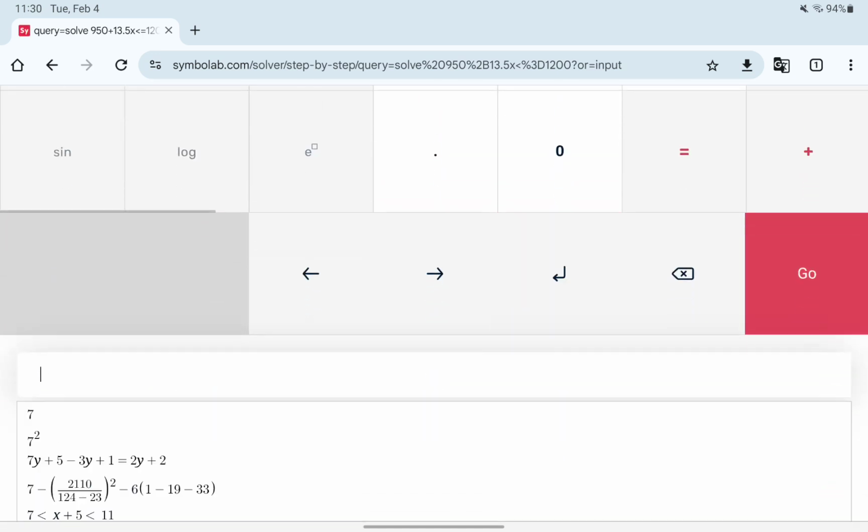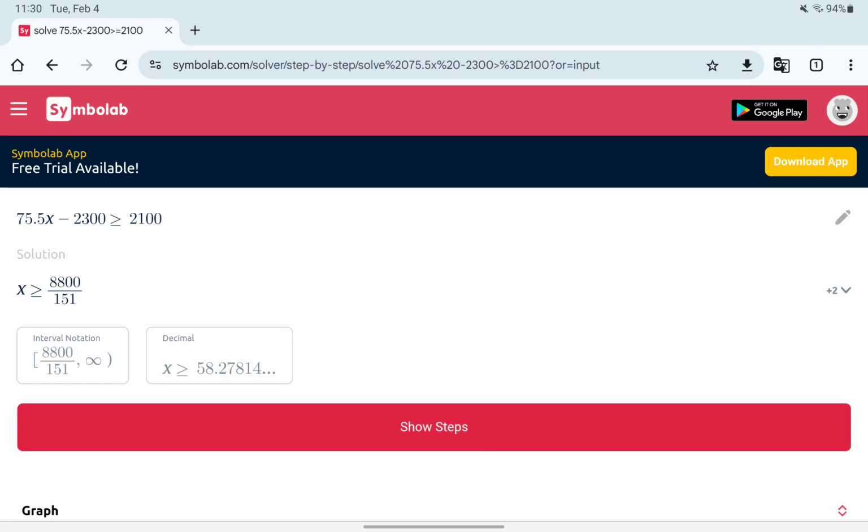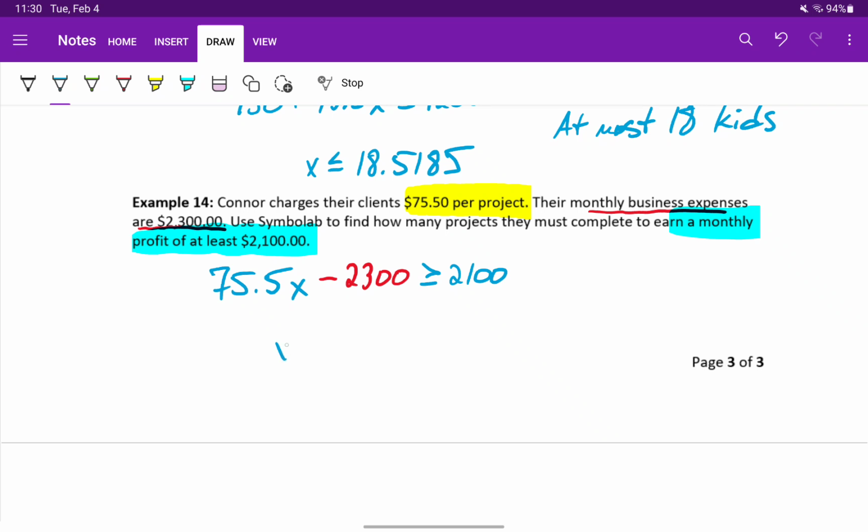Again, using Symbolab to solve. It tells us that x must be greater than or equal to 58.2781. And in practical terms, what that means is he needs to complete at least 59 projects a month. Because at only 58 projects, he'd fall short of the profit he wants to bring in each month.